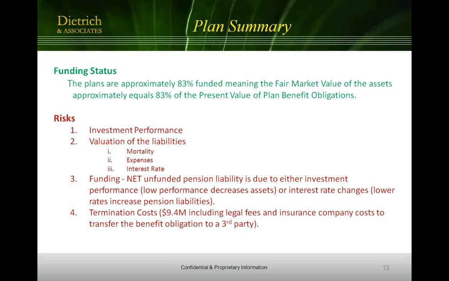The difference between the annuity costs and the lump sum value for the term vesteds and actives is a difference of $6 million. The plan liability consists of 45% retirees, 55% deferreds, or term vesteds and actives.